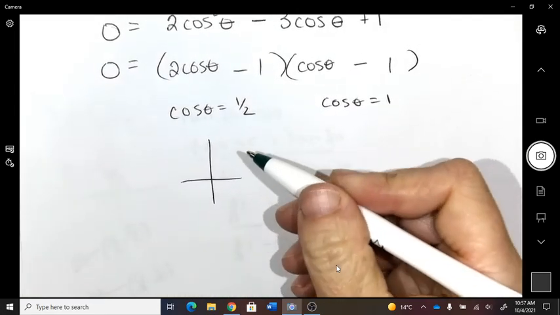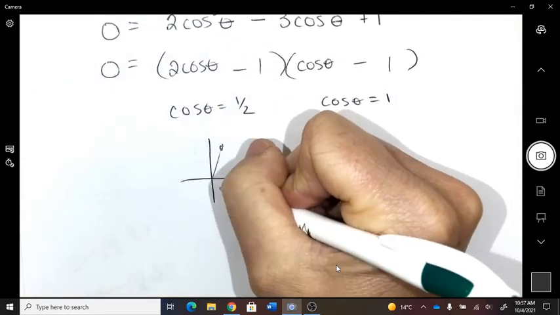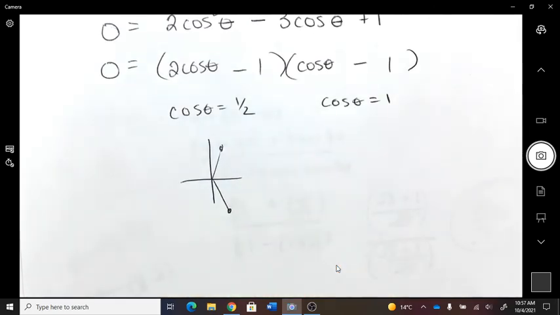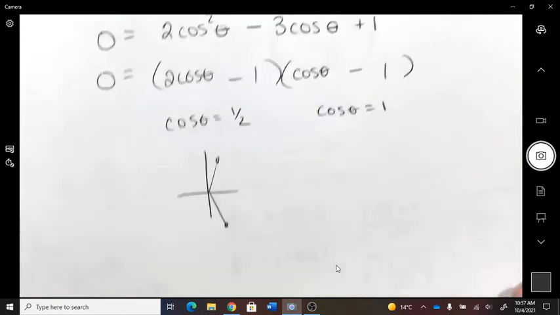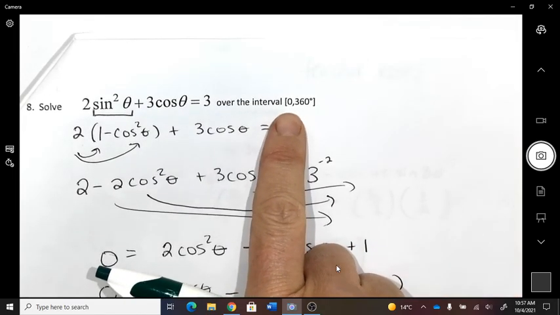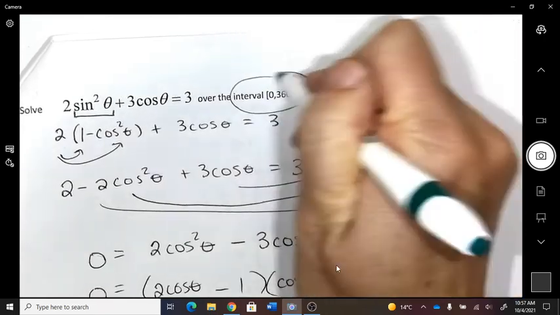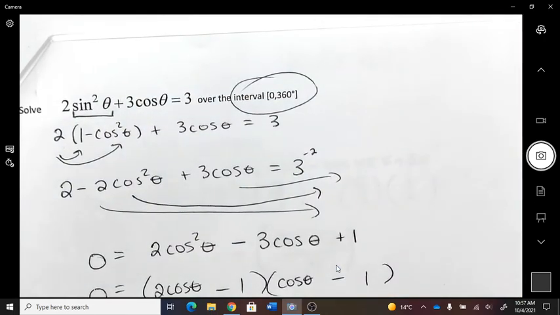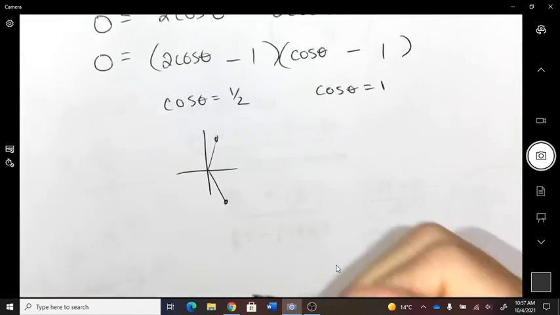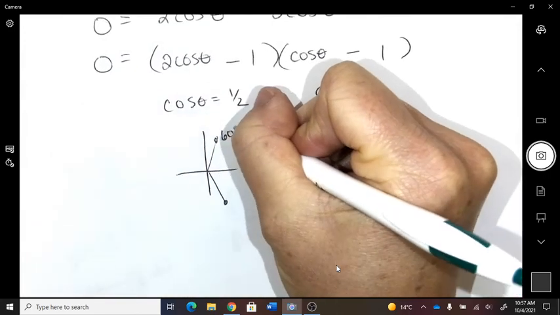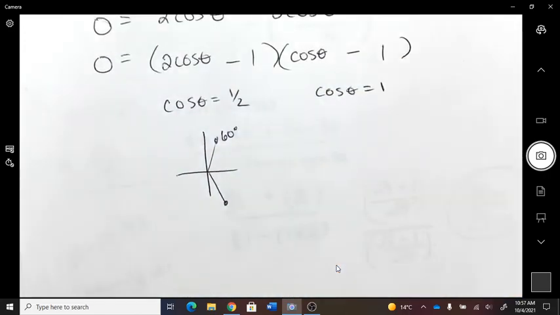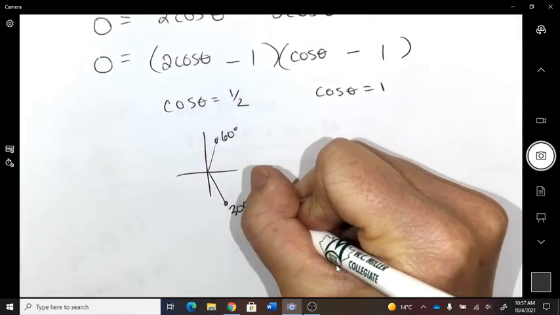So where do I see x values of a half? X values of a half. And I should answer in degrees on this one, because it says from 0 to 360 degrees. So now this would be, what, 60? I'm not looking at a unit circle, am I good? 60? And 60 degrees this way would be 300.